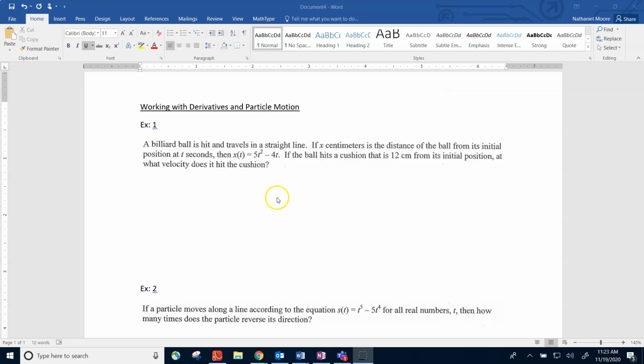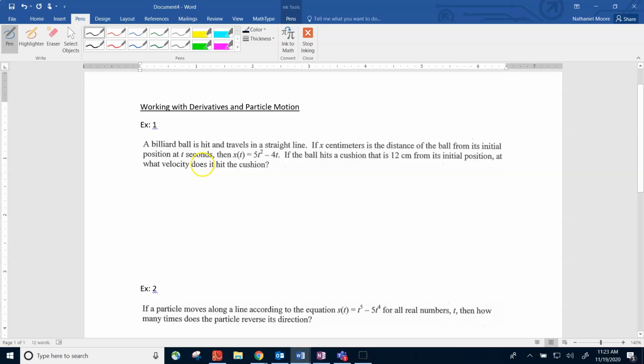Hi there, this is Nate Moore, and I'm going to try to teach you guys working with derivatives and particle motion. I'm going to use a couple of these word problems to explain how to go about using derivatives with particle motion.